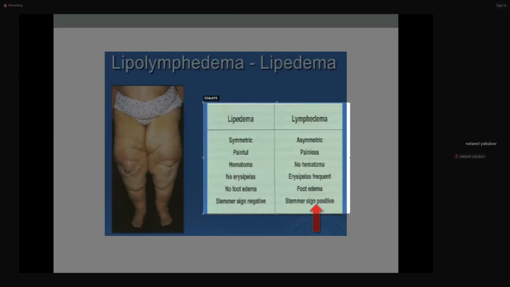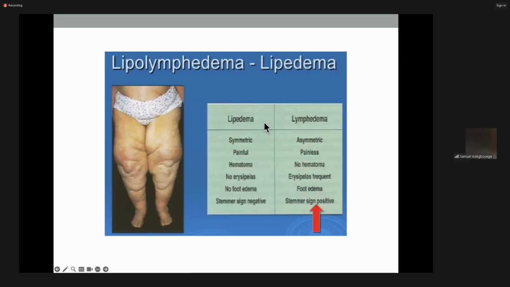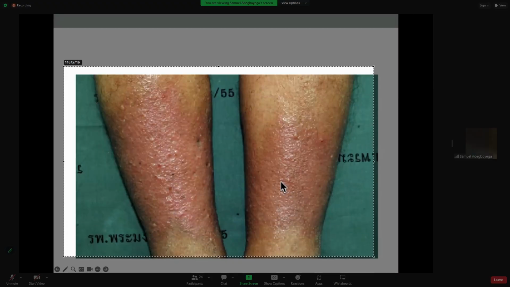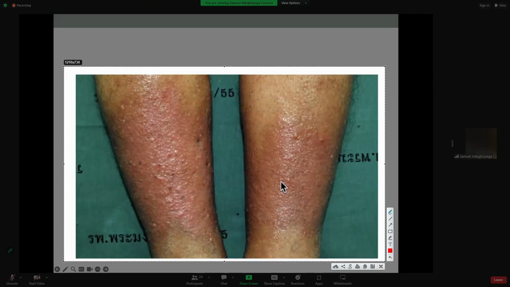So lipedema, Stemmer sign negative, doesn't affect the foot. No foot involvement, okay? What's your diagnosis here? Bilateral edema, shiny. It's the only edema that shines like this, very shiny. Myxedema. That's right. Seen in Graves' disease is pretibial myxedema. Okay. All right. Remember, Dr. Burns went over this. So let's keep going.